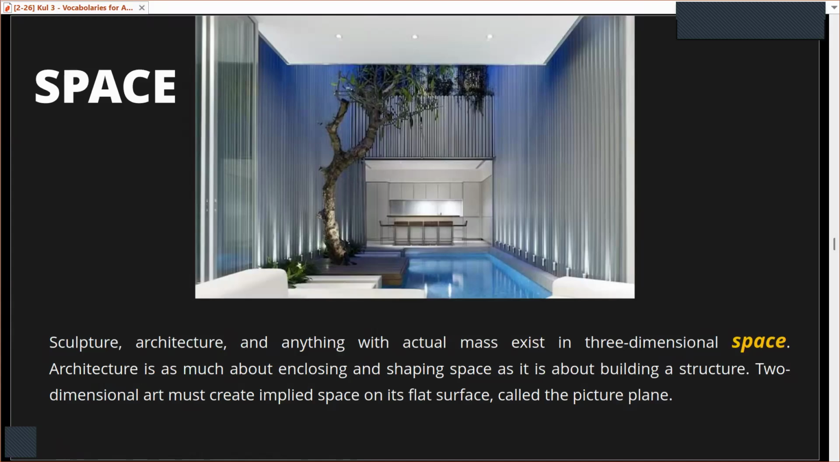Space, ya, this is a three dimensional space. Okay, yeah, space is something that you also need to pay attention to, ya.